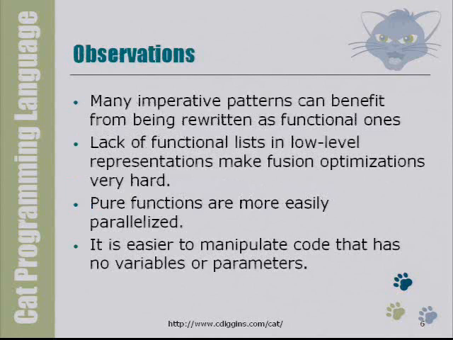I had a few observations when I started the design of CAT, and one of them is that a lot of imperative code can benefit from being rewritten as functional code. I also noticed that a lot of low-level representations leave out functional primitives like map or filter or reduce. And so I wanted to make sure I included that as atomic operations. I also noticed, of course, that pure functions are more easily parallelized. So I wanted to make sure I identified snippets of code which are pure and which could therefore be parallelized. And of course, it's also easier to manipulate code that has no variables or named parameters.